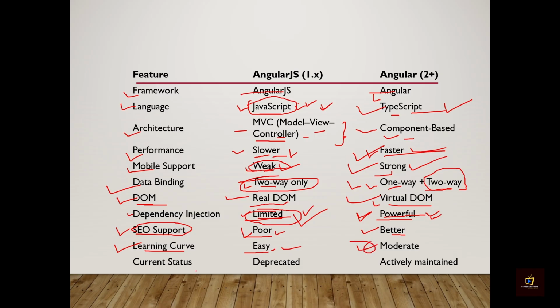So we can say, okay. About status, AngularJS is deprecated and not recommended for new projects. Angular is actively maintained and used in enterprise applications, with high job demand. As a final summary, AngularJS is an old JavaScript-based MVC framework with performance, mobile, and SEO limitations. Angular is a modern TypeScript-based, component-driven framework designed for fast, scalable, mobile-friendly, and SEO-optimized applications.